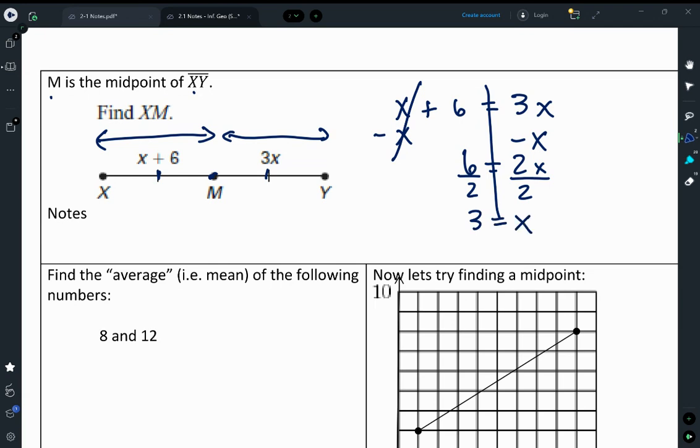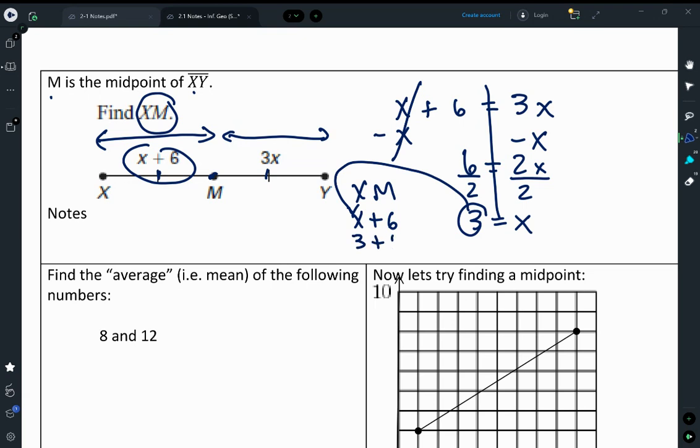Now I want to find XM. XM is labeled as x plus 6. So XM is x plus 6. I'm going to go back and replace the x with a 3. So we are substituting, and XM is going to be 9.